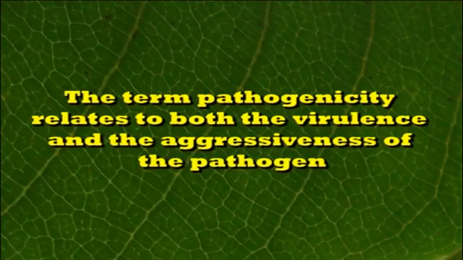The presence or the absence of a pathogen is the main factor that determines whether disease occurs. Introduction of a pathogen to an area from which it has previously been absent can cause major outbreaks of disease in plant communities. The amount of disease that develops is often determined by the pathogenicity of the main pathogen. The term pathogenicity relates to both the virulence and the aggressiveness of the pathogen.